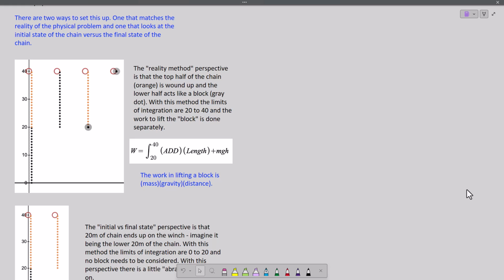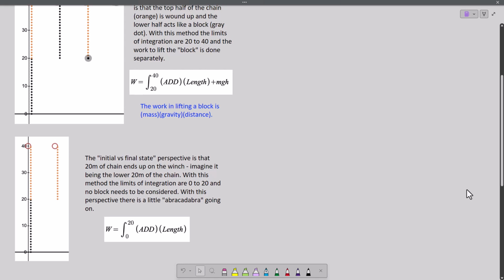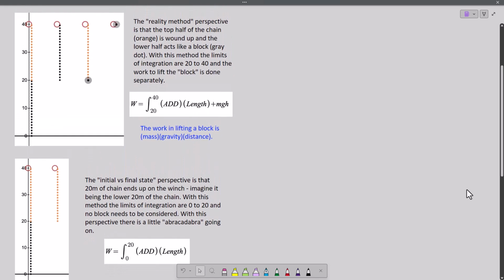And there are two ways to do this problem. I distinguish the two: one I call the reality method, and the other is the initial state versus final state method. So we're not pulling the chain all the way up, and we're not dropping it all the way to the ground, we're just lowering half of it. So we're not doing the whole rope.